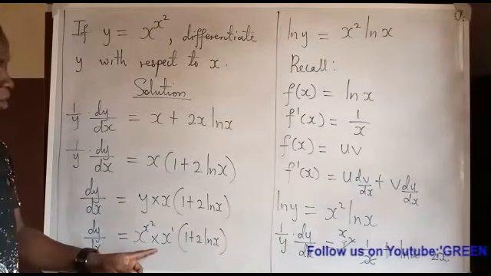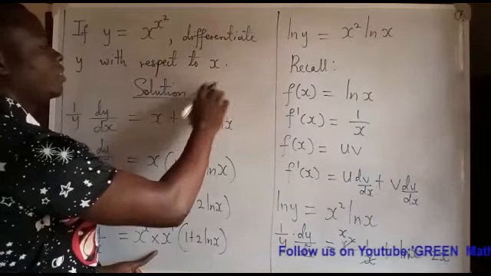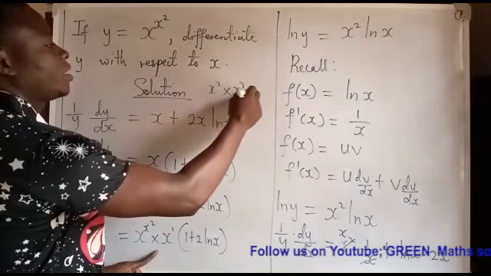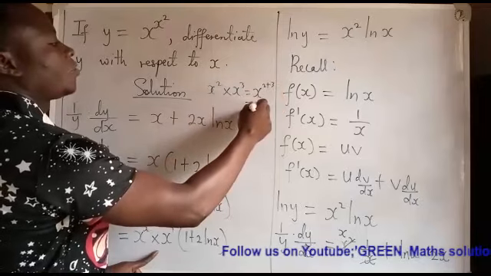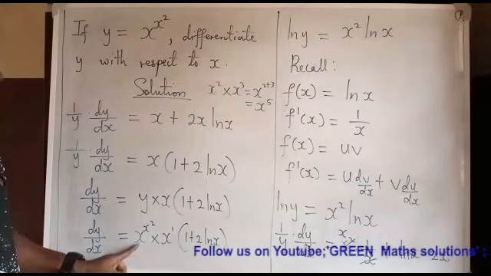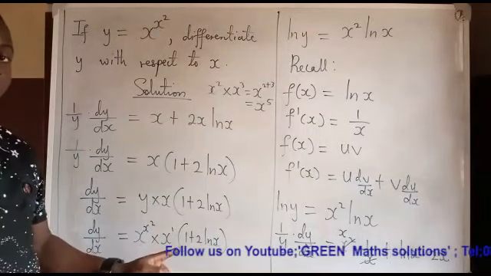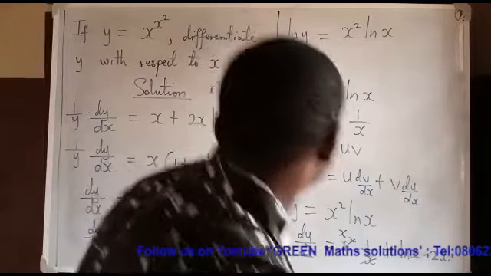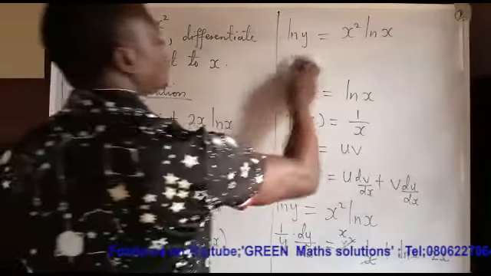We can apply the law of indices here. So if you have x raised to power 2 times x raised to power 3, the answer is x raised to power 2 plus 3, and that will be x raised to power 5. So here we have x raised to power x raised to power 2 times x raised to power 1. So we can add the powers. If you add the powers, this is what you are going to have.